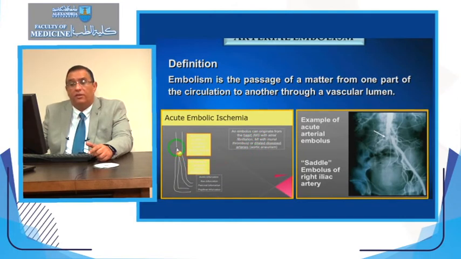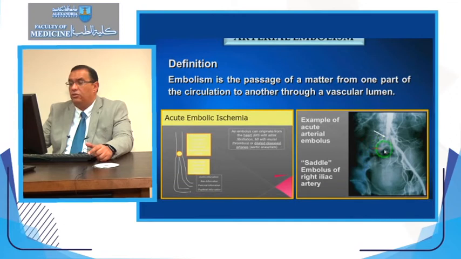Usually the acute embolic ischemia occurs at the site of bifurcation, because here the artery starts to be narrow. So the embolus is usually impacted at the bifurcation and leads to distal ischemia. The most common site is the femoral bifurcation, followed by the aortic bifurcation, and then the popliteal artery bifurcation.